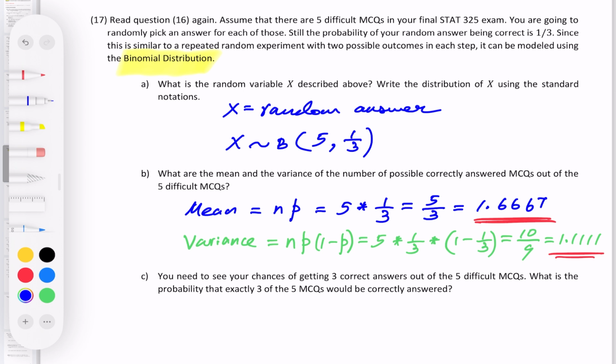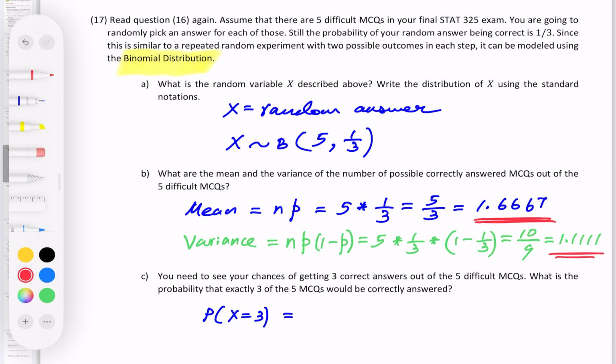All right, let's go on to part C. You need to see your chances of getting 3 correct answers out of the 5 difficult MCQs. What is the probability that exactly 3 of the 5 MCQs would be correctly answered? That means I need x to be exactly equal to 3. That means I need to find the probability that x is equal to 3. So how do you find that probability? Well, of course, we have to use the calculator. You don't need to go for the equation because the equation is difficult. And in your calculator, of course, we will have to go to distributions. What function should be selected?